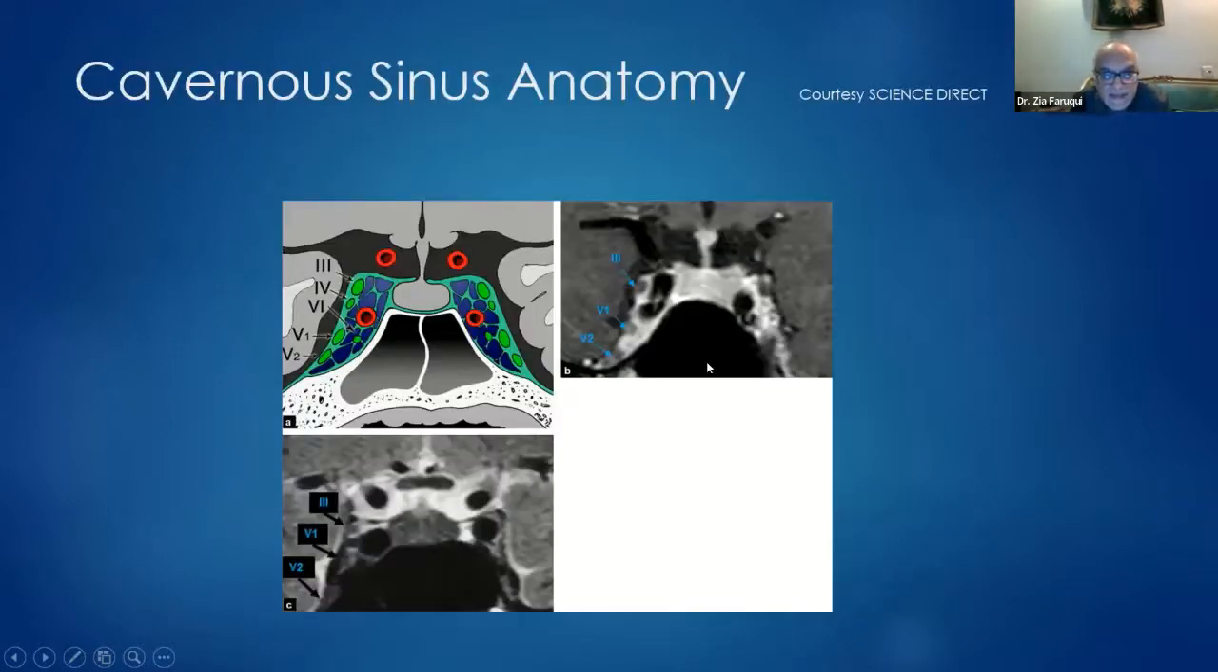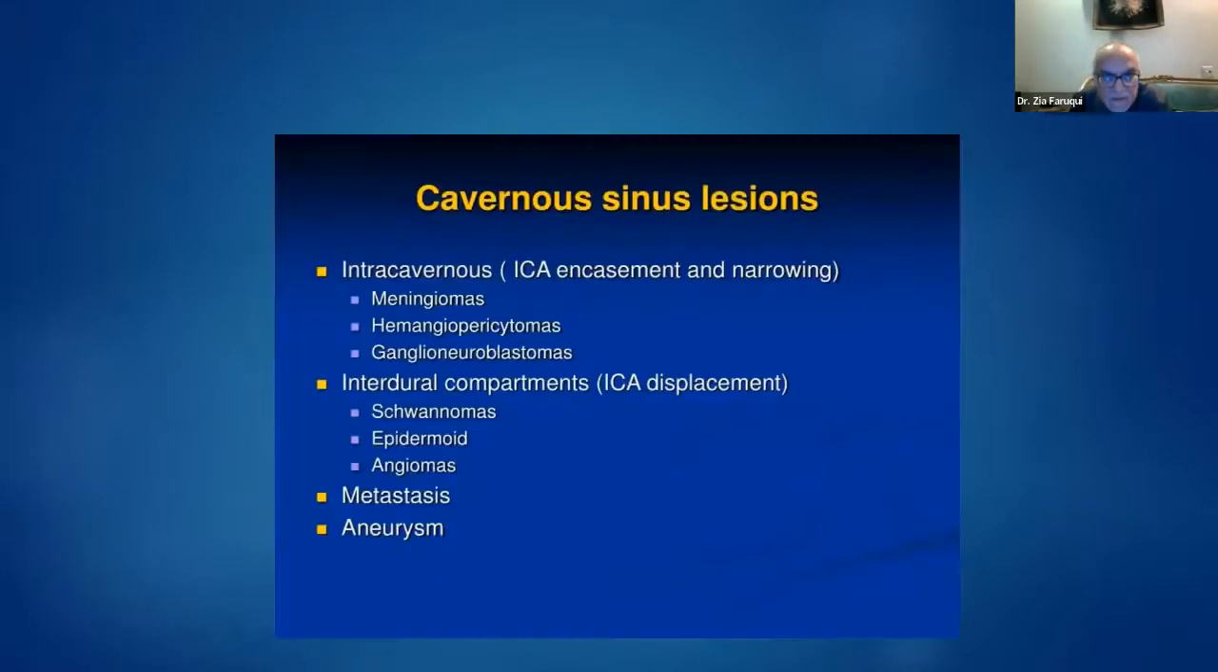So again, this is a 3 Tesla MR image, not mine. So you can see the internal carotid artery. You can see the third nerve there. This is the sixth nerve, which is slightly medial and inferior to the internal carotid artery. And you can see the V1 and the V2 segments inferiorly. Okay. So cavernous lesions may include meningiomas or schwannomas or metastases.